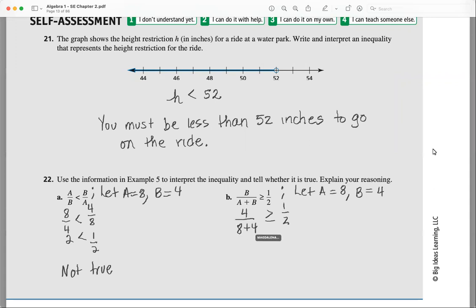Okay, that was much better. So 4 over 12 is not greater than or equal to 1/2. So 1/3 is not, so it's not true as well. Okay, so remember, give your letters values following the condition given to you, and it will make it so much easier. Okay, so I'm going to do 3 from the assignment.